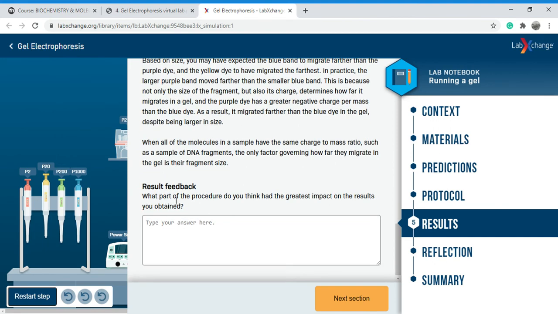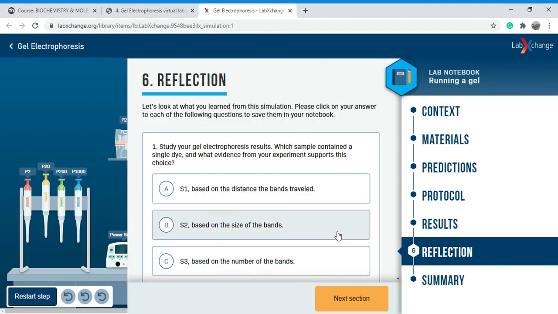What part of the procedure do you think had the greatest impact on the results obtained? I believe it is the part where we used the power supply and introduced the electricity to the agarose gel, as this determines where the dyes move. I believe this part of the procedure has the greatest impact on the results. Now let's move on to the reflection.